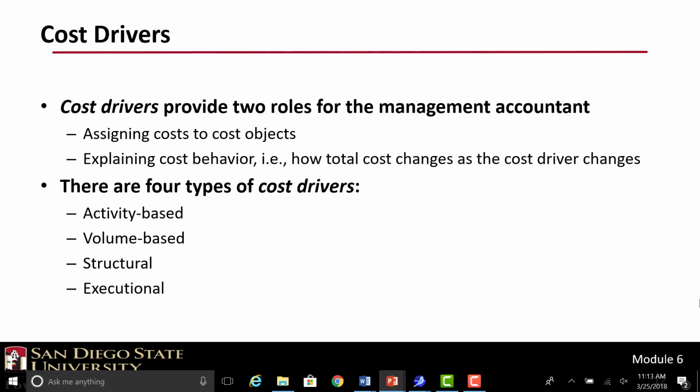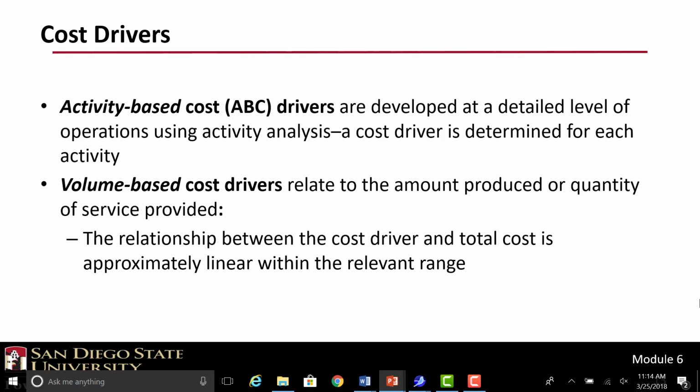So there are four types of cost drivers. There's activity-based, volume-based, structural, and executional. So activity-based cost drivers are developed at a detailed level of operations using some analysis of the activities performed in that business. And a cost driver is determined for each activity. Now, that's not entirely true, right? Because some activities, you might say, well, look, I can break that activity down and maybe it's worth it to determine a cost driver. But on the other hand, maybe it isn't, and I can lump that in with some other activities that will allocate the cost collectively. So it could be that the cost individually is just not material.